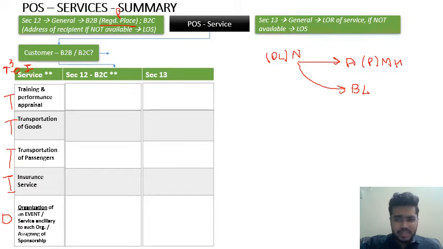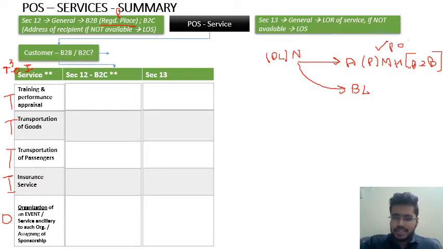So as we discussed, this is a case where you need to see whether the customer is B2B or B2C, guys. A Private Limited, which is a B2B located in Maharashtra, right? So since his customer is located or registered in Maharashtra, the place of supply will be Maharashtra, guys. Why? Because he's dealing with a B2B person who is registered in Maharashtra, right?